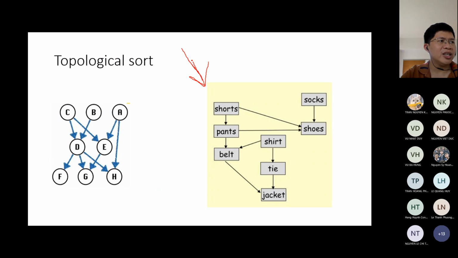This is the example, the dressing procedure of some businessmen. So we have to wear a sock, a shoe, a shirt, a band, a belt, the tie, and the jacket. Now, as an application of the topological sort order, we want you to find out the order in which we can dress properly. Everyone please do it.